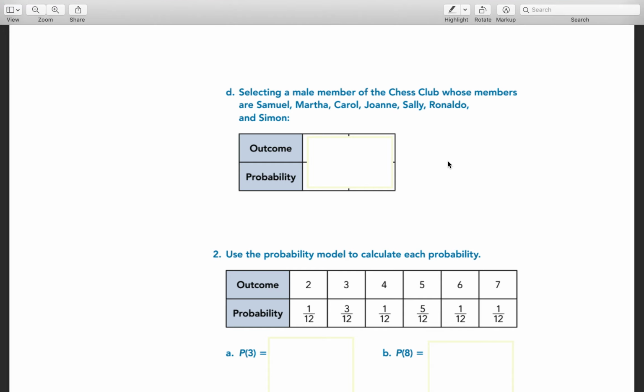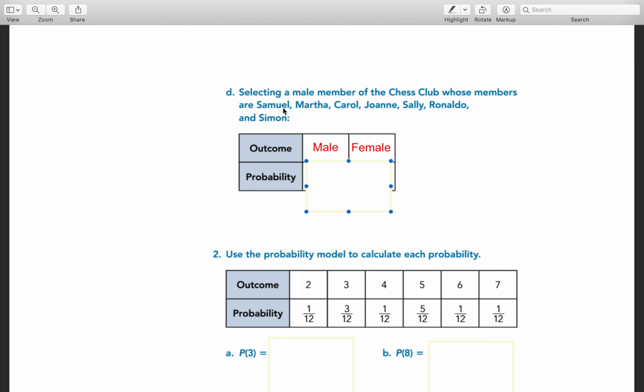This is page 28. It says selecting a male member of the chess club whose members are Samuel, Martha, Carol, Joanne, Sally, Ronaldo, and Simon. Since they want male, we have males and females for the possible outcomes. The probability of selecting a male member: first of all, the total number of members would be 1, 2, 3, 4, 5, 6, and 7. So there are 7 total possible members that we can select from.